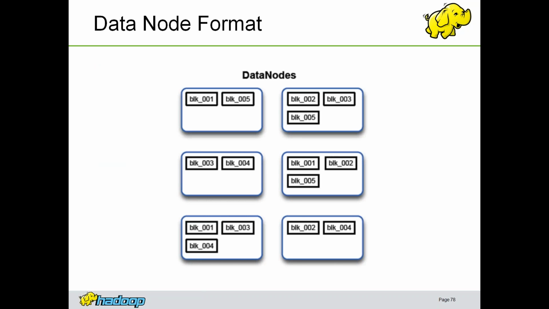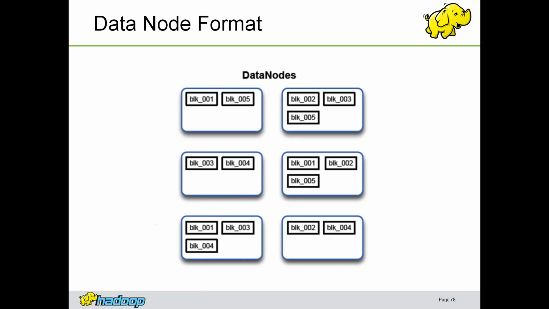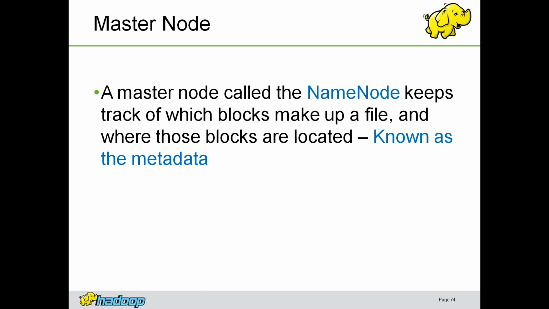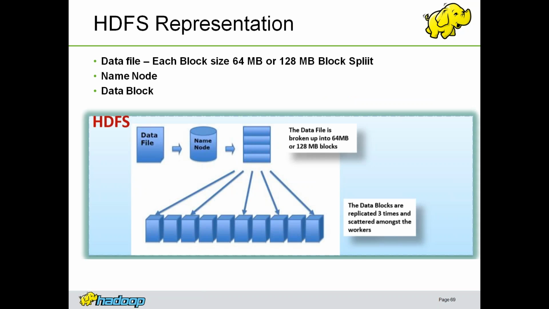Okay, what is the data node? Data node is nothing but your 64 MB block size. Each block size will be 64 MB. So this is the understanding of the concept of your name node and data node, and how the data is getting processed in the HDFS layer.